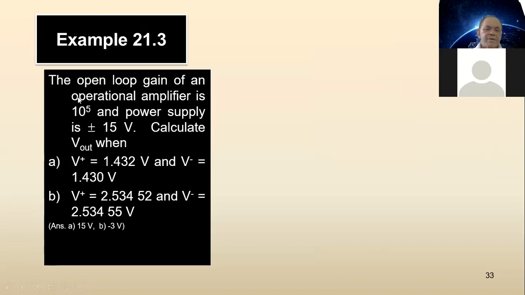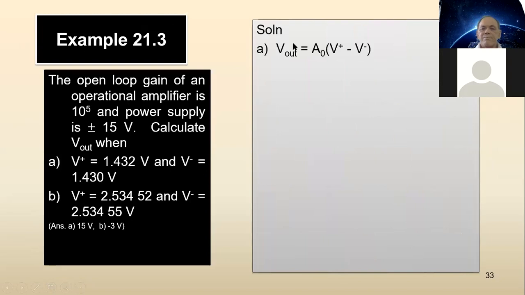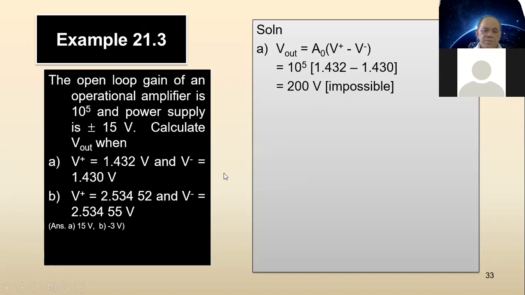There's a gain of the amplifier. There's a supply to the op-amp, and you are asked to calculate the output. The V plus and V minus are given to you. So we just use a formula. V out is A naught times (V plus minus V minus). We take the difference between these two values and then multiply by your gain. Then we get 200 volt.